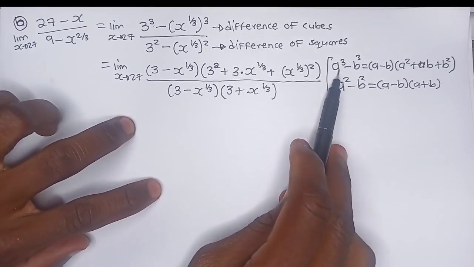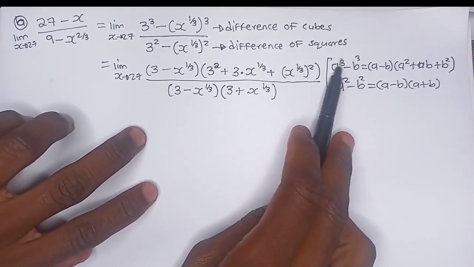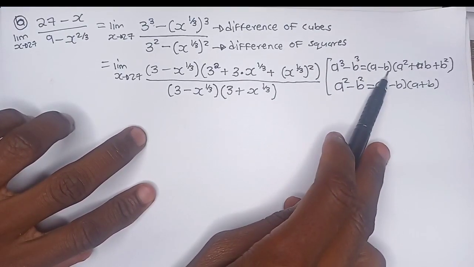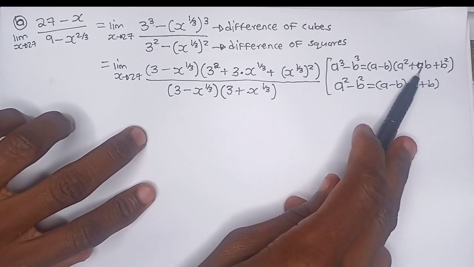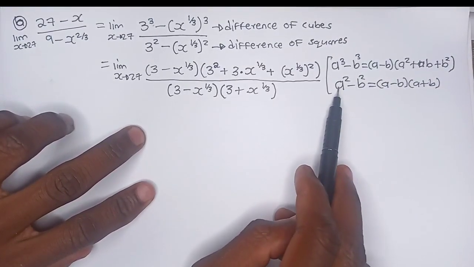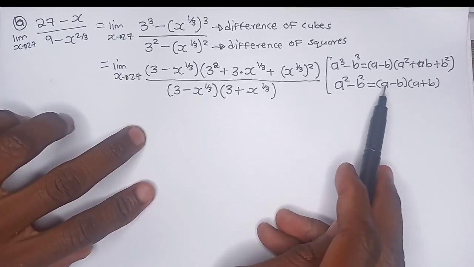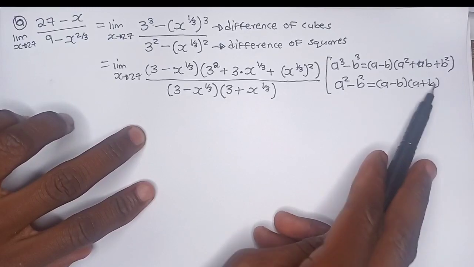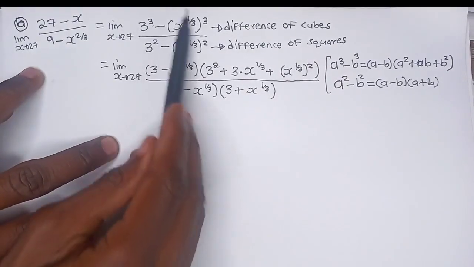Remember, a cubed minus b cubed, which is the difference of cubes, can be factorized into a minus b multiplied by a squared plus ab plus b squared. And also, the difference of squares, which is a squared minus b squared, can be factorized into a minus b multiplied by a plus b.